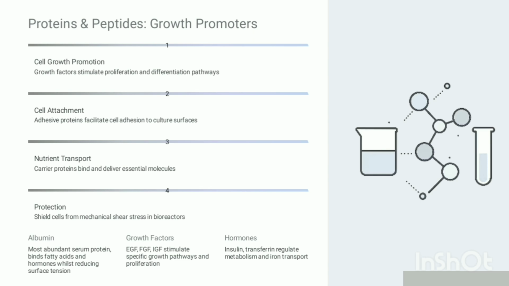Albumin, the most abundant serum protein. It binds fatty acids and hormones and reduces surface tension. Growth factors, for example, EGF, FGF, IGF, specifically stimulate growth and proliferation pathways. Hormones, for example, insulin, transferrin, regulate metabolism and essential nutrient transport like iron.